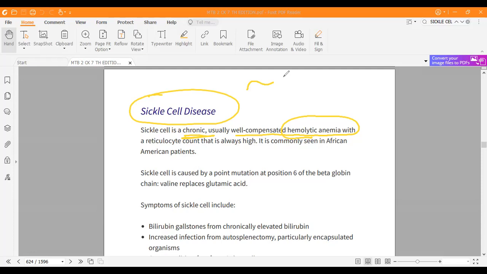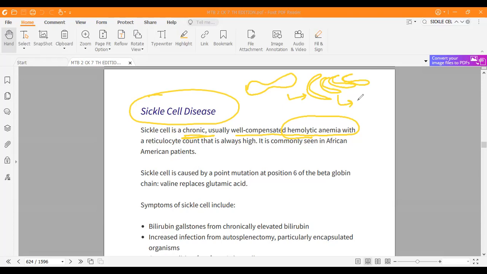This is a normal RBC, I told you yesterday, and this is a sickle RBC. Am I right or wrong? Yes, sir. So what happens? This is a flexible RBC which can pass through the smallest of the smallest blood vessels, but this cannot pass. So it can make a clot.